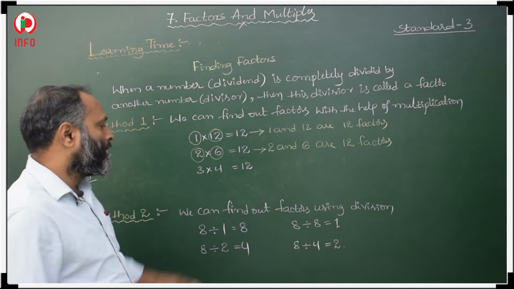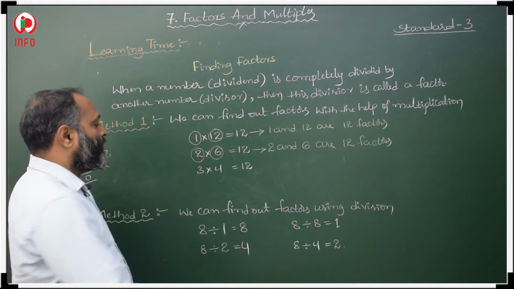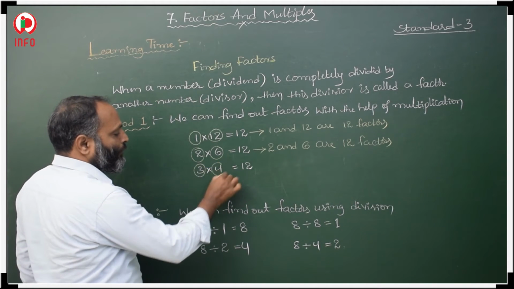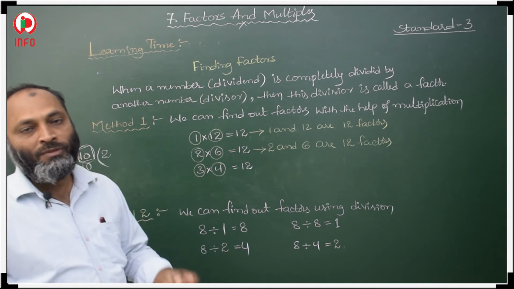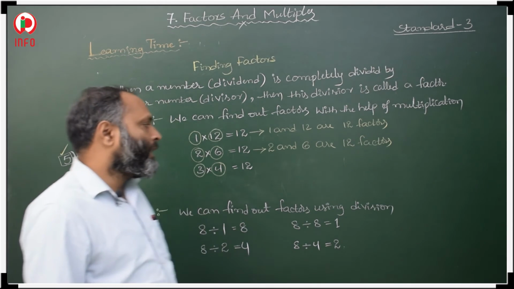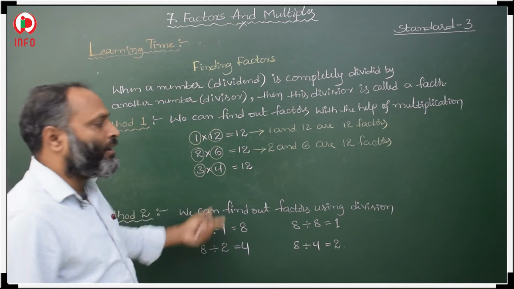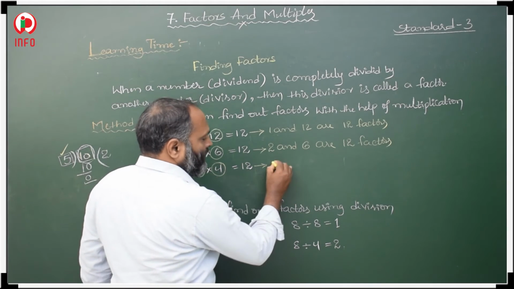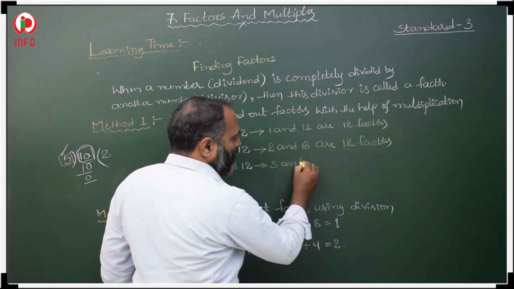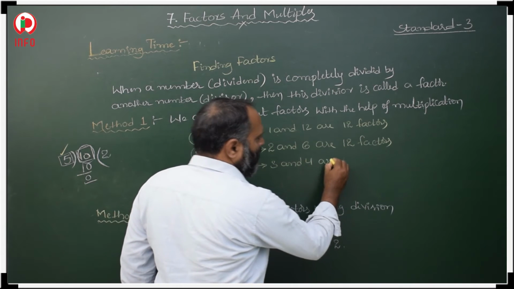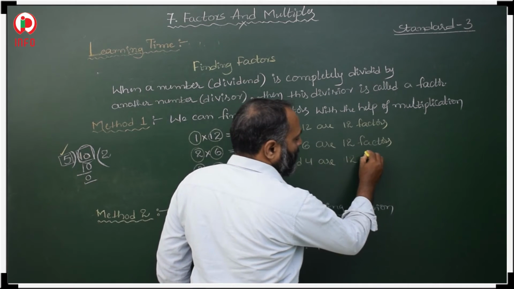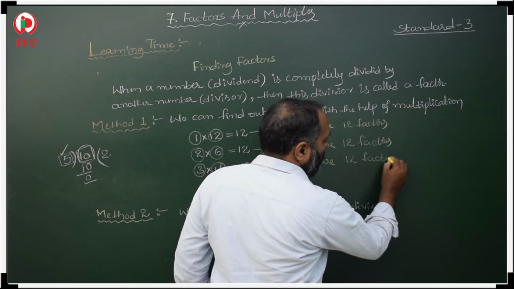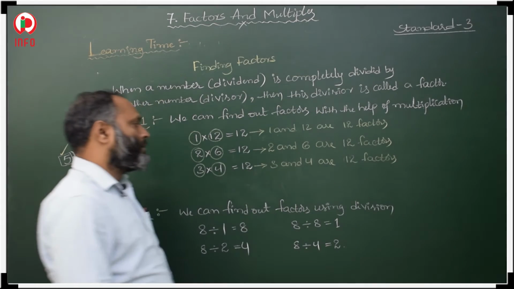Next, 3 4s are 12. Here 3 and 4, these two numbers we are multiplying together, so 3 and 4 are the factors. 3 and 4 are 12 factors.